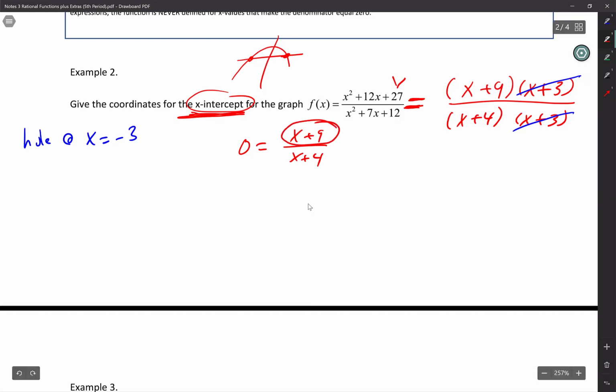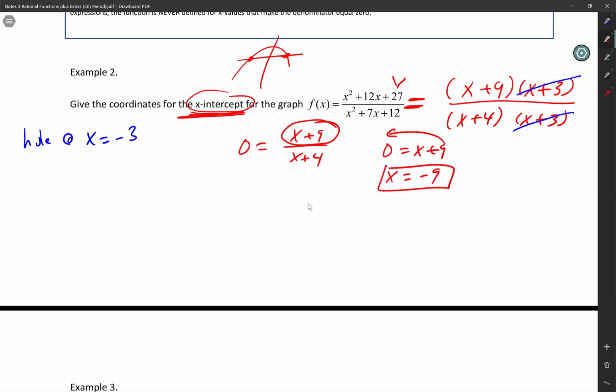So you don't even need to write x plus 4 in the bottom. You can just solve from this. 0 equals x plus 9, because 0 divided by anything is 0. And then move that 9 to the other side. X equals negative 9. I like to have the x on the left-hand side. So I have an x-intercept at negative 9, 0.